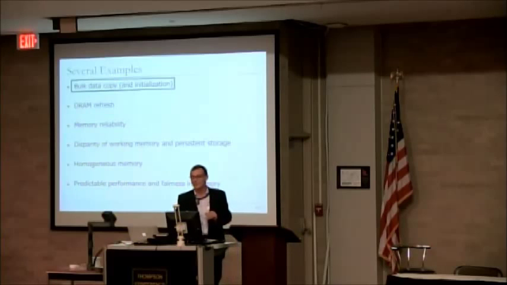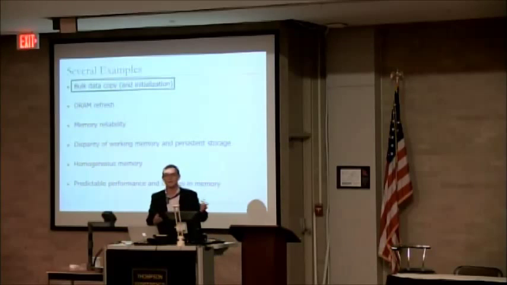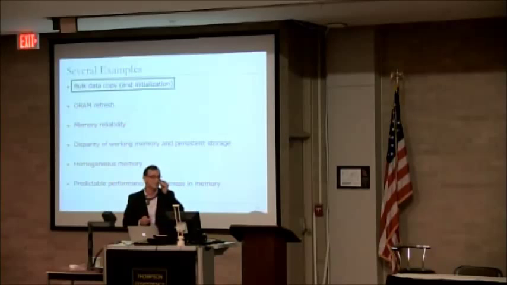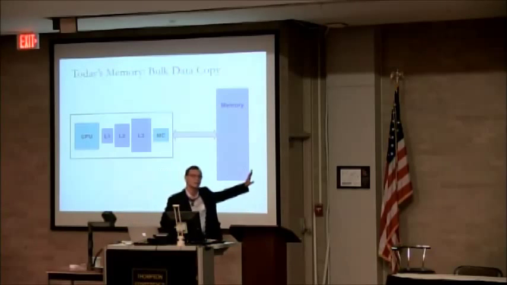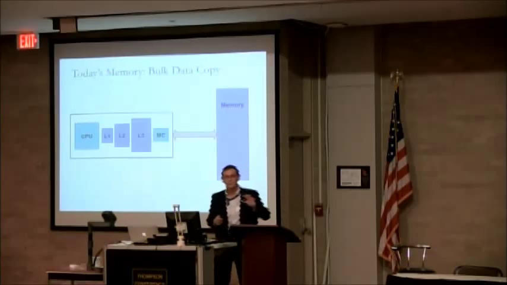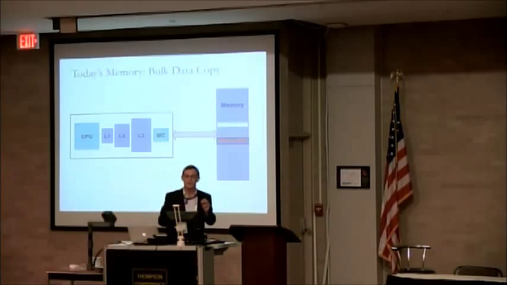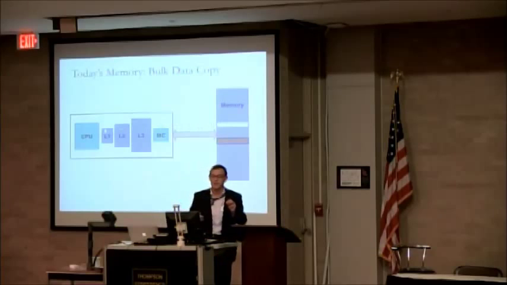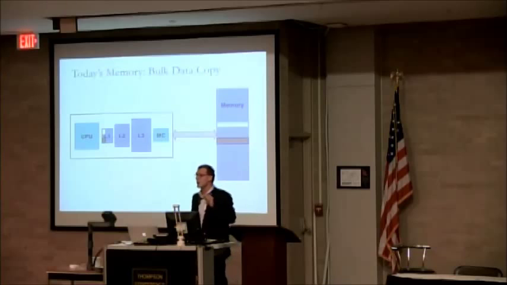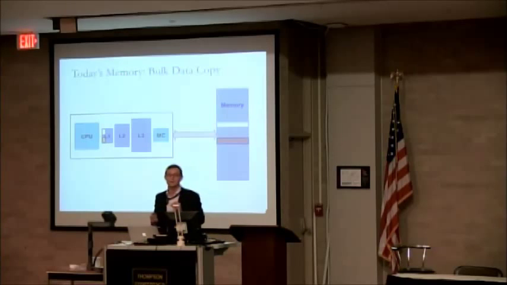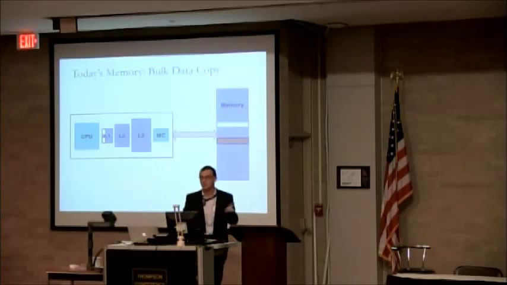Let's take a look at one example operation that's a primitive in many applications today: bulk data copy and initialization. This is true for many bulk operations that we do today. If you want to copy one page to another page in memory today, this is what happens. The processor brings the source page byte by byte all the way into the L1 cache and writes it to the destination page byte by byte, and then the destination page needs to be written back to memory byte by byte. Eventually, you perform the copy.